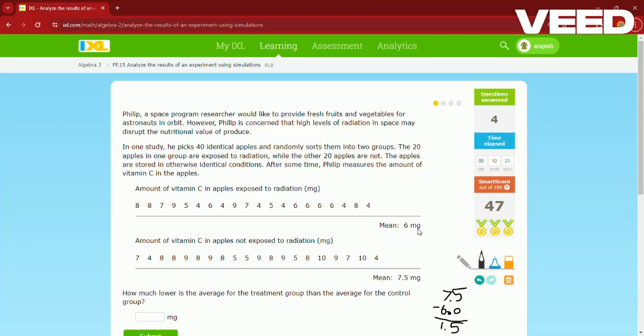So the mean here is 6 for those exposed to radiation, and then not exposed to radiation is 7.5 as the mean here. So how much lower is the average for the treatment group than the average for the control group? I'm going to say that is 1.5, because 7.5 minus 6.0, or just 6, is equal to 1.5.